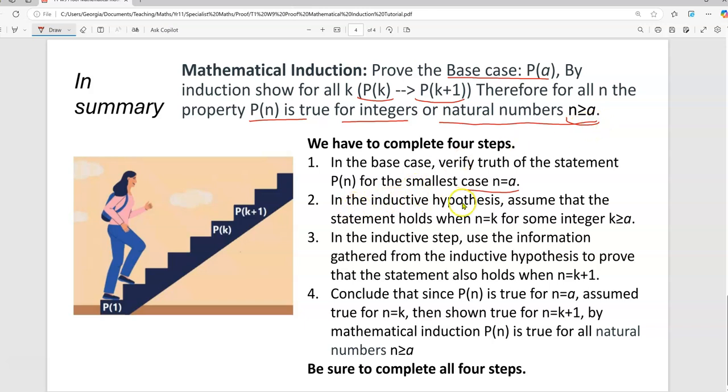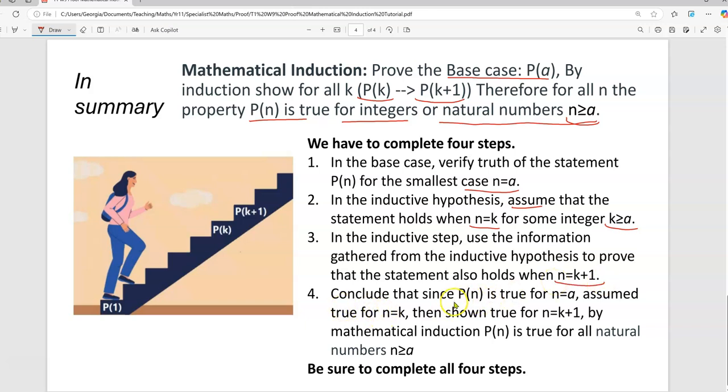In the inductive hypothesis, we're going to assume that the statement is true for n is equal to k, where k is some integer or natural number larger than or equal to a. Then in the inductive step, we use the information we gathered from the inductive hypothesis, that's when n was equal to k, to show that the statement also holds where n is equal to k plus 1.